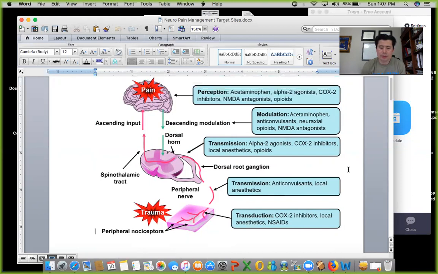So here, the primary order neurons terminate. This is where the thalamus, and specifically the ventral posterior thalamus, is located. The lateral spinothalamic tract leads here, and the anterior spinothalamic tract leads here. And then we reach the tertiary or third order neurons.